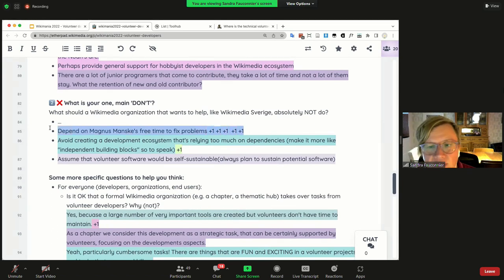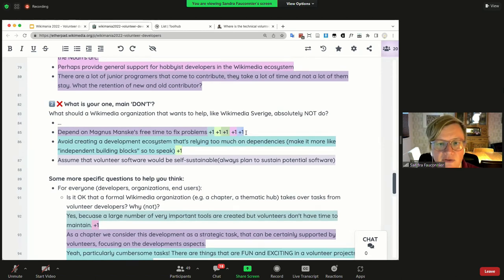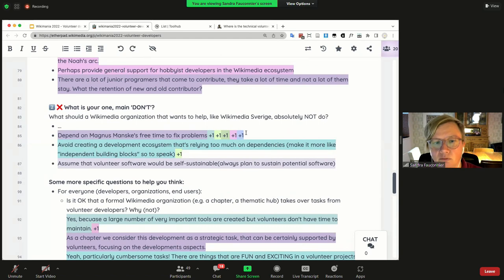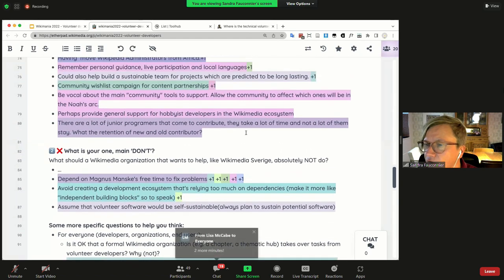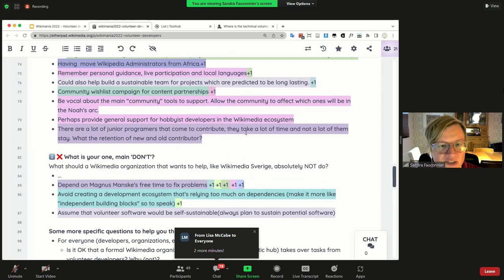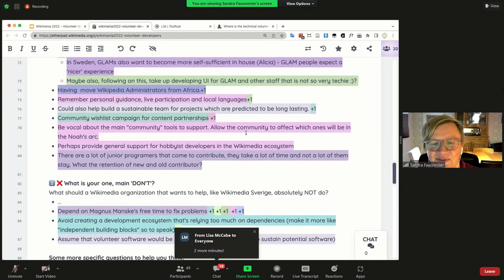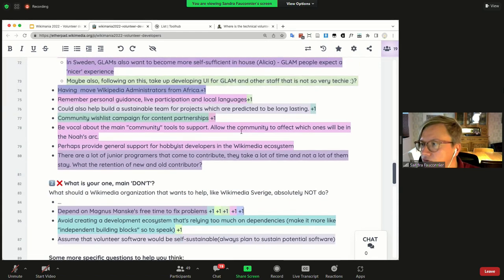We do not want to depend on Magnus Manske's free time to fix problems. No, that's correct. Magnus is fantastic, and he is extremely helpful, and he has been really crucial to the Wikimedia movement. Let him do whatever he likes to do, and let other people help to do whatever he does not like to do. And the same goes for other volunteer developers.